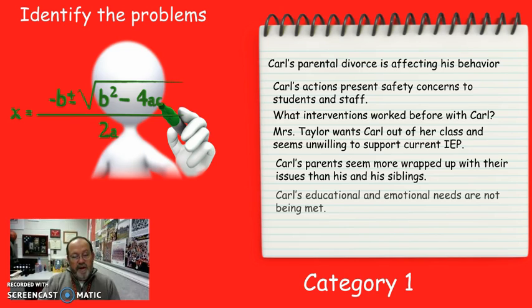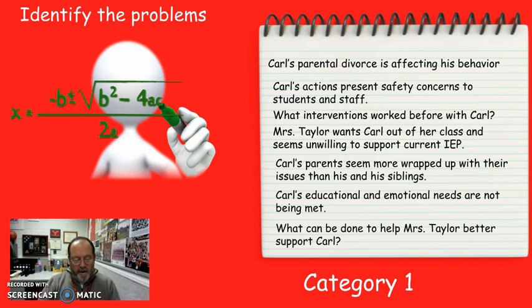Mrs. Taylor wants Carl out of her classroom, and she seems unwilling to support the current IEP. Carl's parents are more wrapped up in their problems and not concerned about his or his siblings'. It's obvious that Carl's educational and emotional needs are not being met currently. Need to figure out how those can be met. And also, what can Susan do to better support Mrs. Taylor in the classroom in supporting Carl and the new IEP?